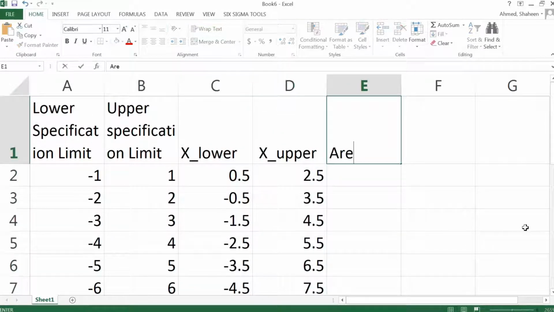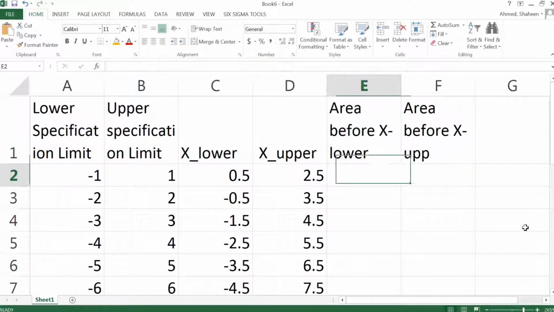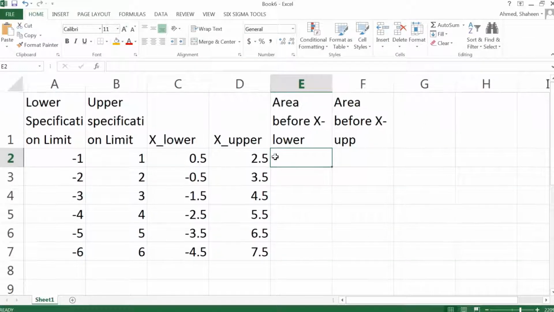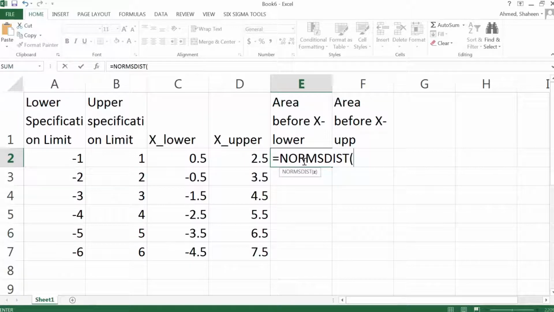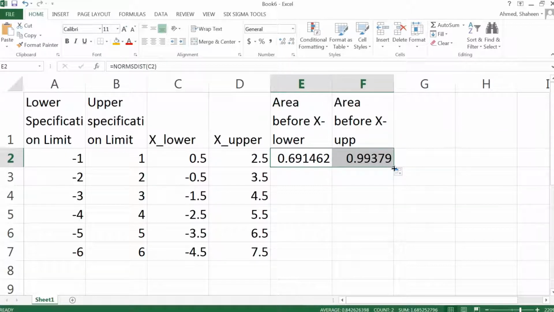Now we want the area before the x lower and then the area before the x upper. So I can use the same NORM.DIST function in Excel for a standard normal. So this one, copy that to the right, copy that down.